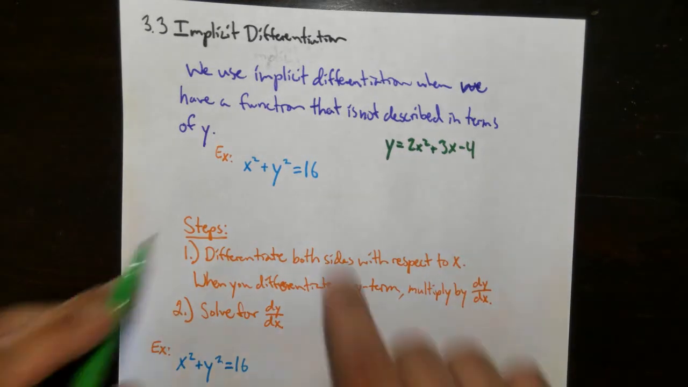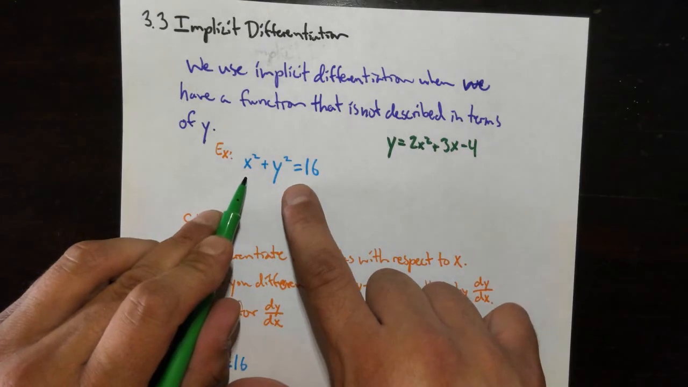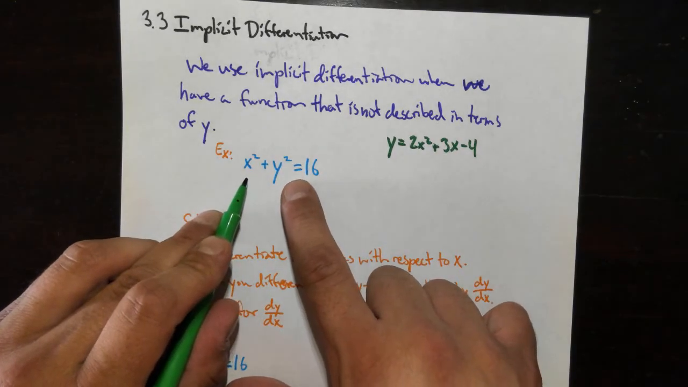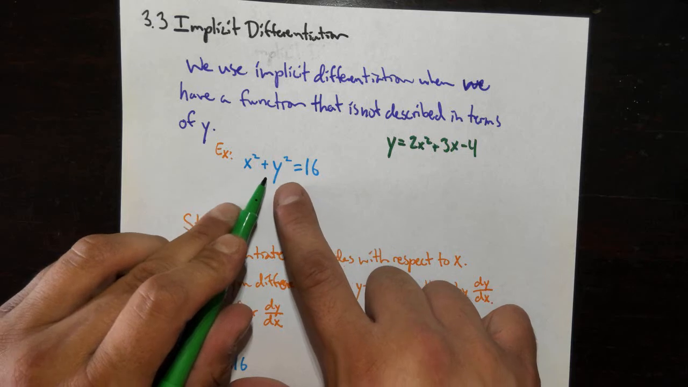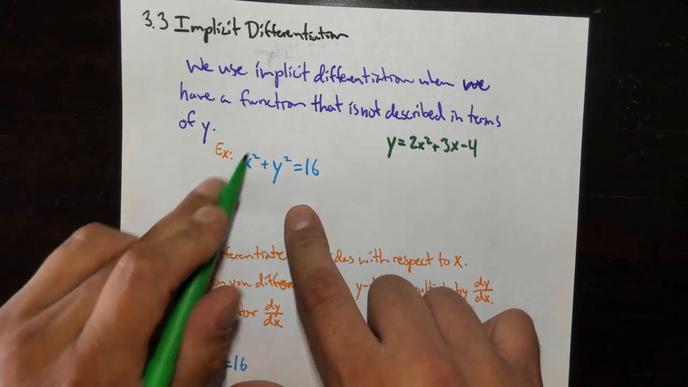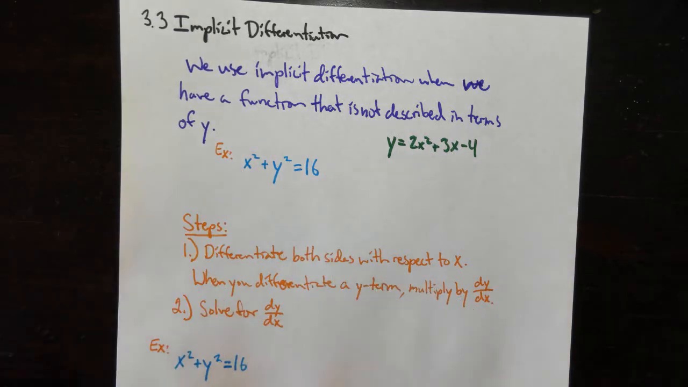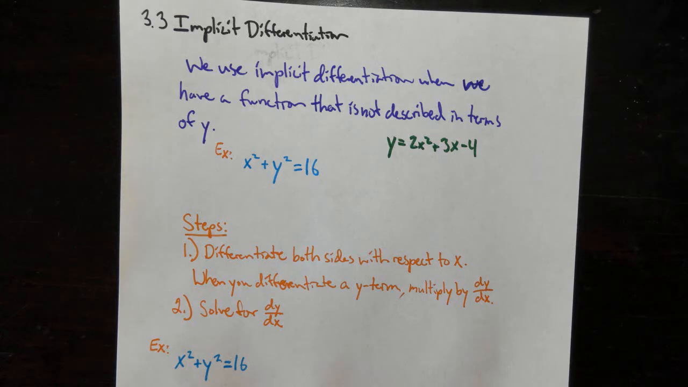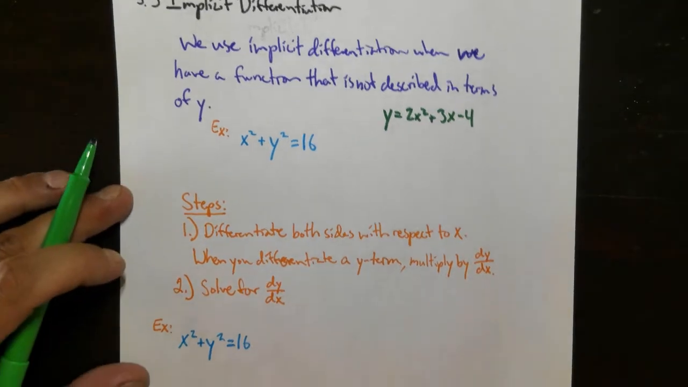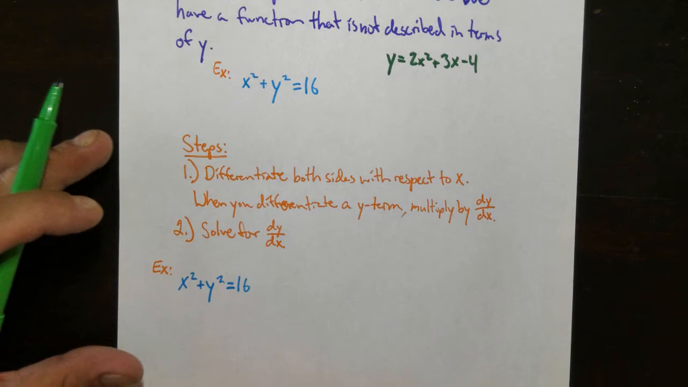Well, what if we have a function where it's not described in terms of y, where y is just somewhere in the mix of everything? Well, that's when we need to use implicit differentiation. And it kind of goes along with the chain rule. You'll see what I mean when we get there.